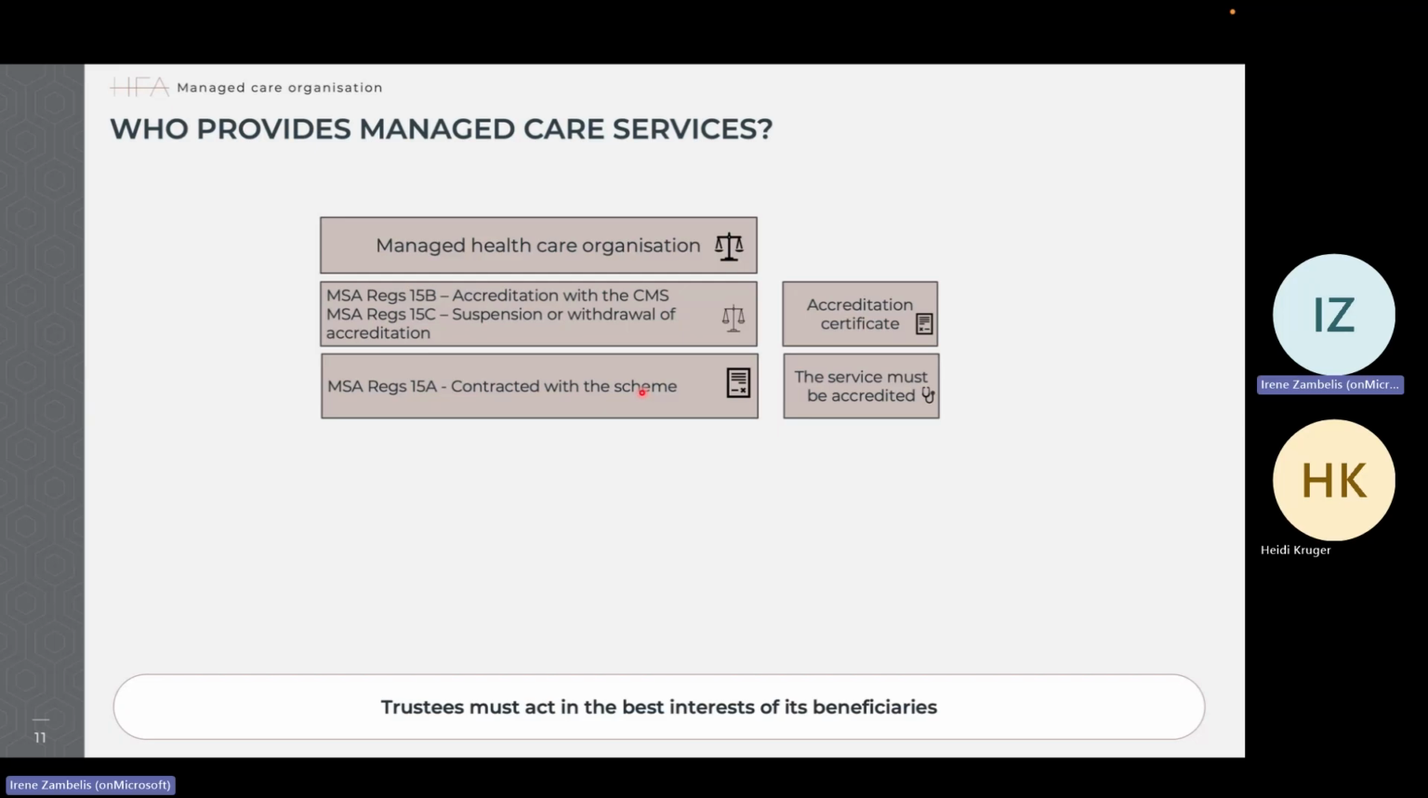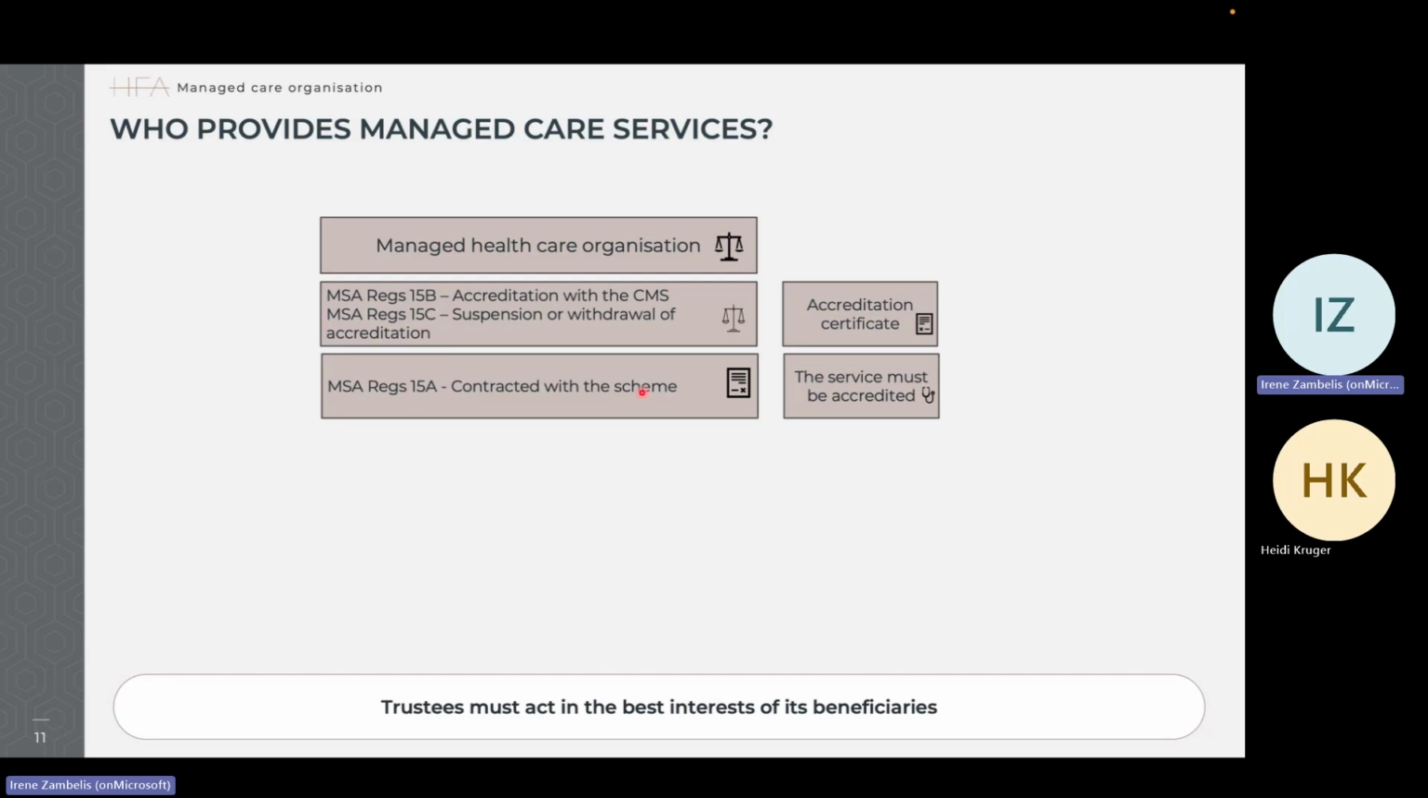You cannot assume that because a managed care organization has a CMS accreditation, that this is the right program for your scheme. Accreditation doesn't relieve the trustees of their fiduciary responsibility to make sure that this program meets the needs of your scheme. And those trustees must apply due care and diligence when they make that decision.